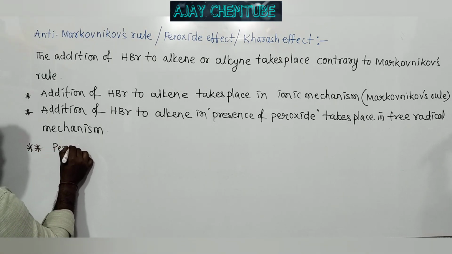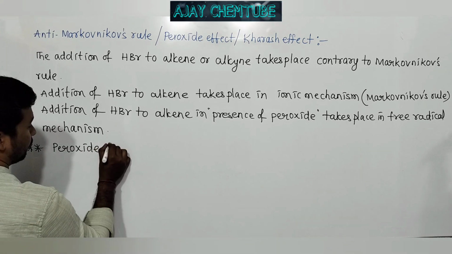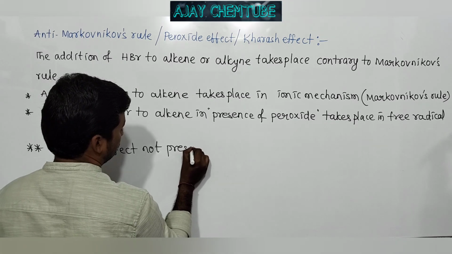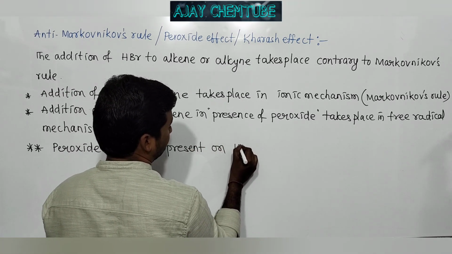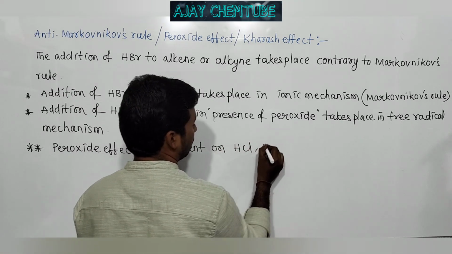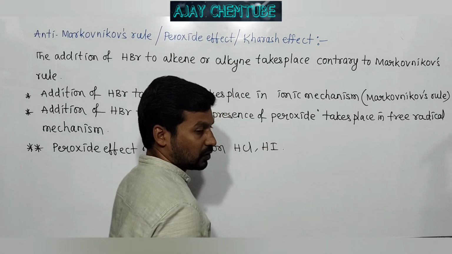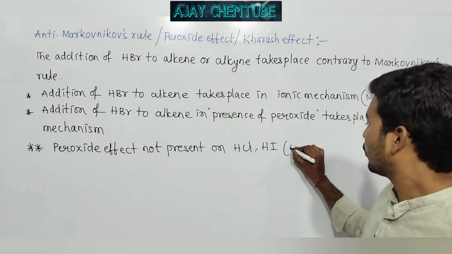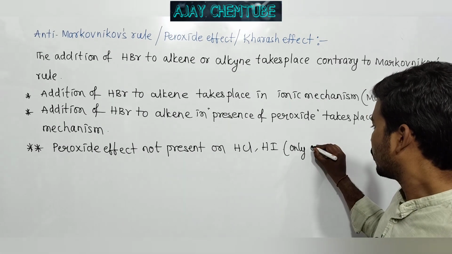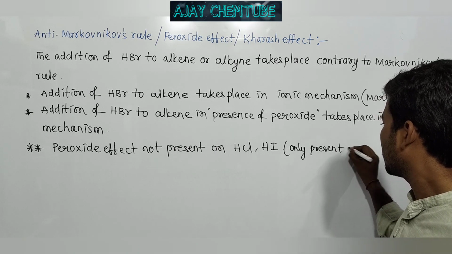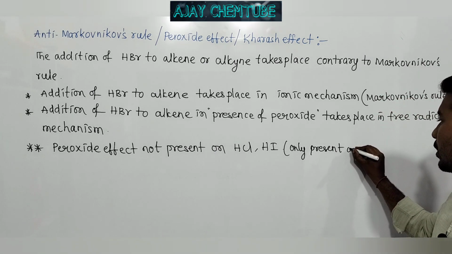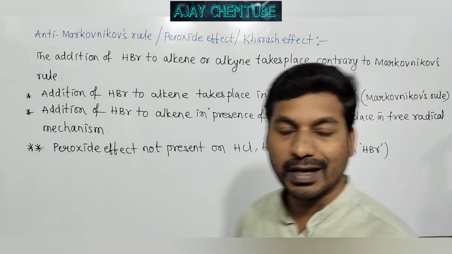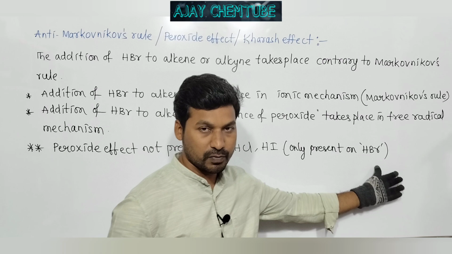Next important point: the peroxide effect is not present on HCl and HI, only on HBr. That means the anti-Markovnikov product through the free radical addition mechanism takes place in case of hydrogen bromide addition only.